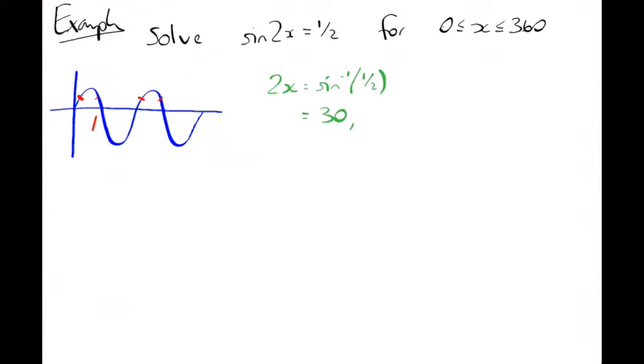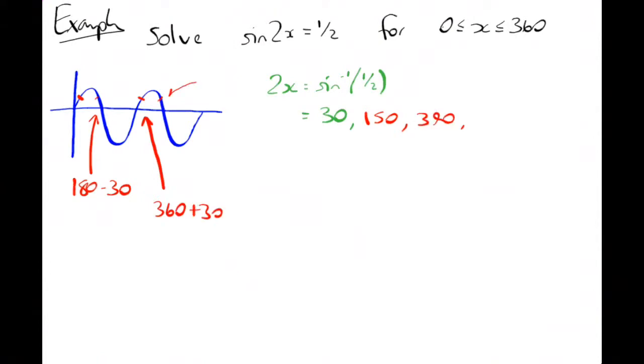Our other answers are going to be 180 minus 30, so that's 150. We're going to do 360 plus 30. That gets us into that second wiggle, so that's 390. And the next one's going to be 540 minus 30, so that's going to be 510. But all of that was 2x equals all of them. So 1x is just half everything. So x equals 15, 75, 195 or 255.